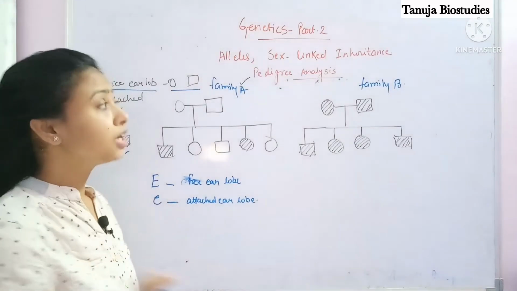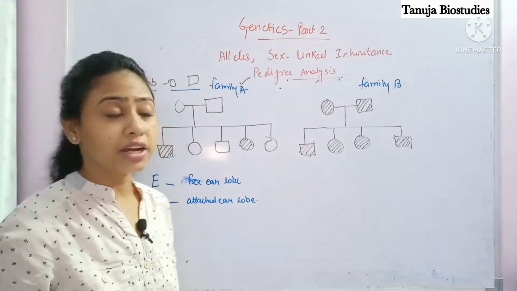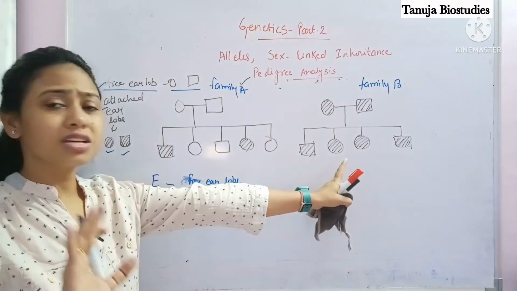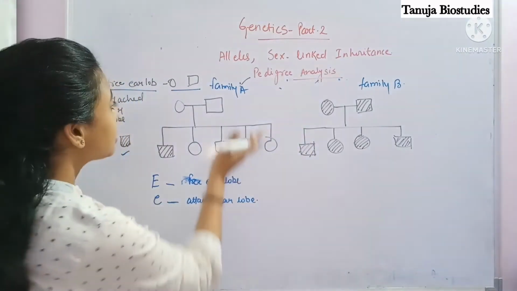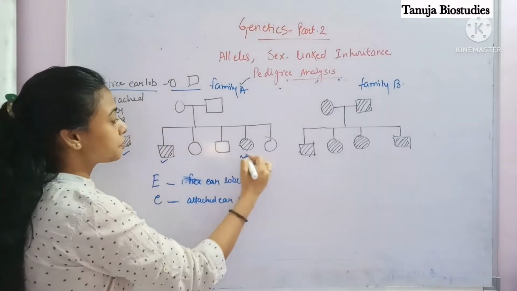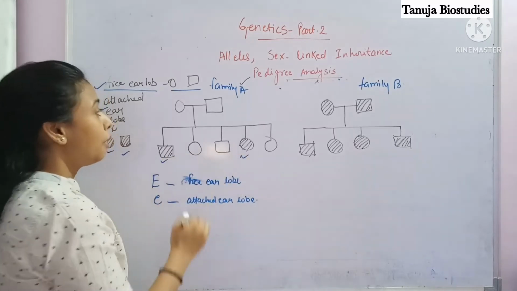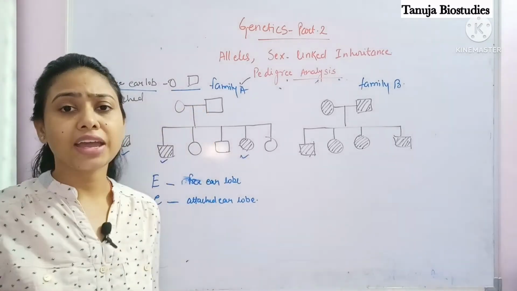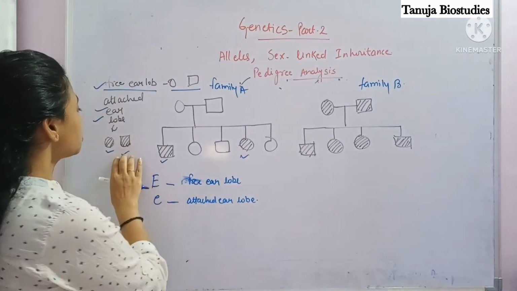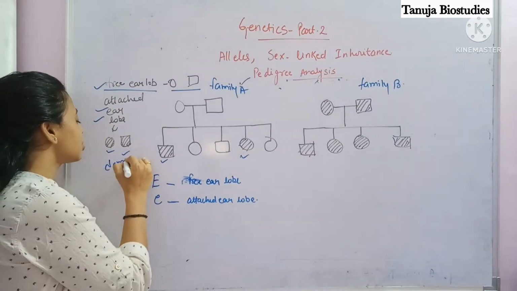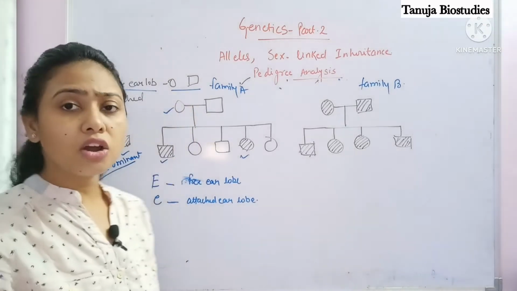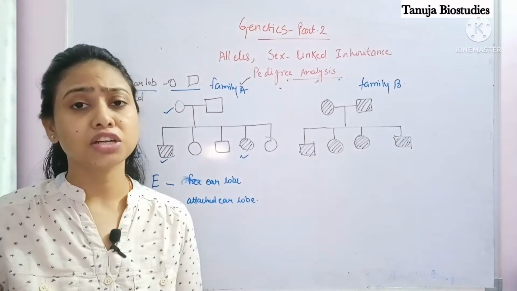If we take attached earlobe as the dominant trait, let's see whether it follows in this family. Let's come to family A. Here attached earlobe is expressing in these 2 children, but their mother does not have any trait of that attached earlobe. If this trait is dominant, then it should be present in the male or female, mother or father also.